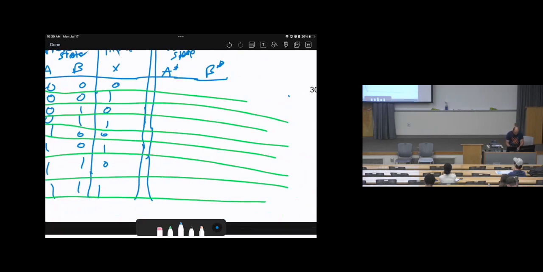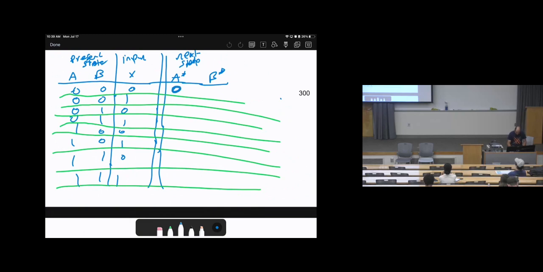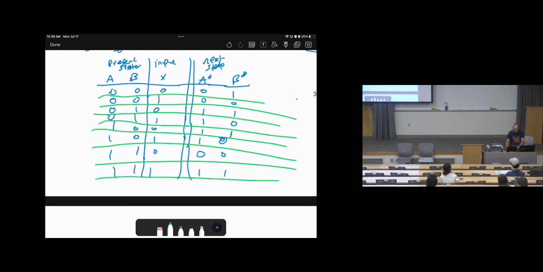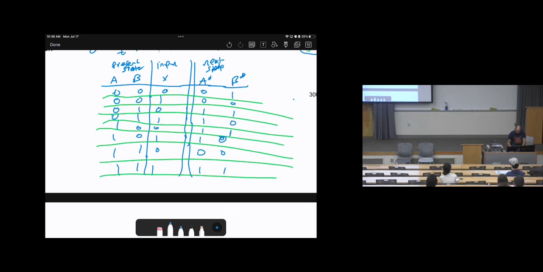The final result will be 0, 0, 1, then 0, 0, 1, 1, 1, 0, 1, 1, 1, 0, 0, 0, 1, 1. Okay. Now look at the states. We have several combinations. We have 0, 0, then 0, 1, 1, 0, 1, 1. Therefore, there can be 4 circles.